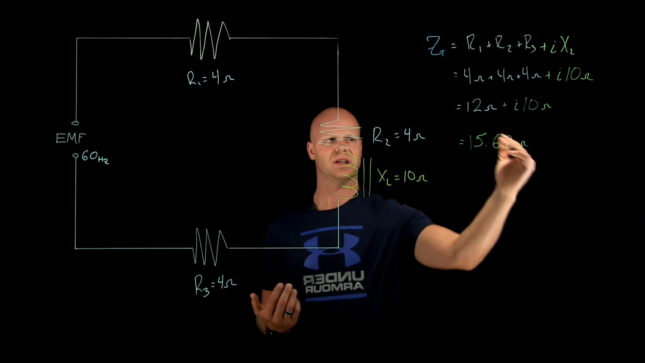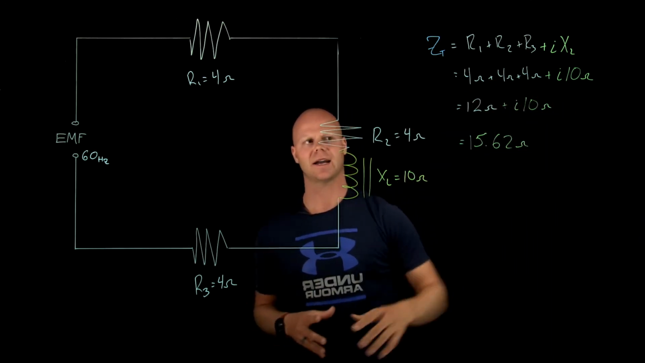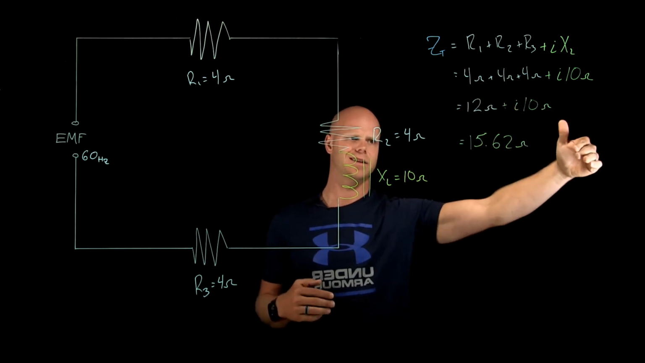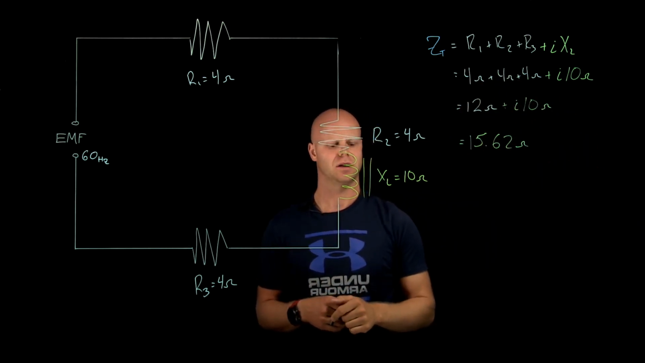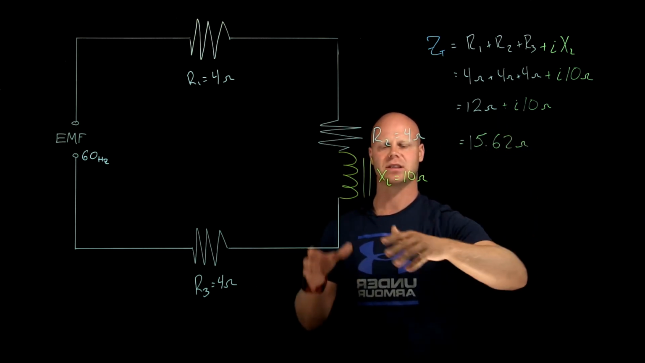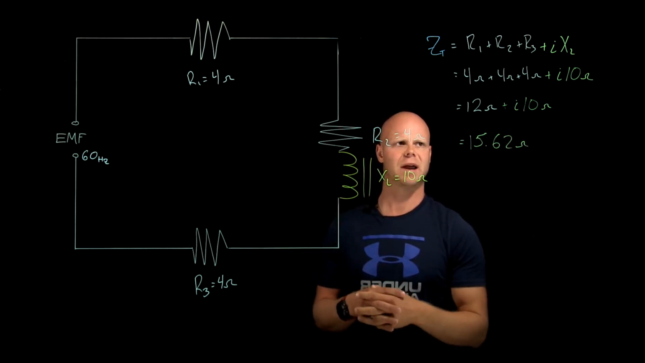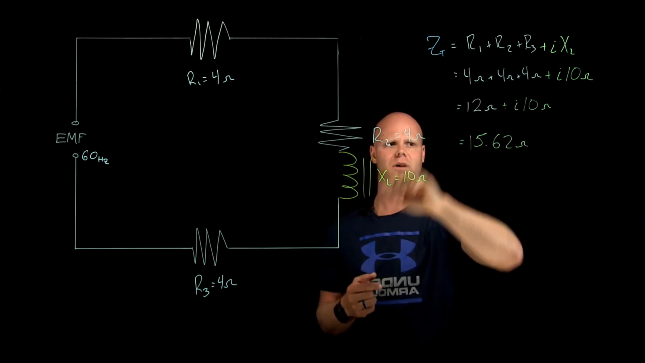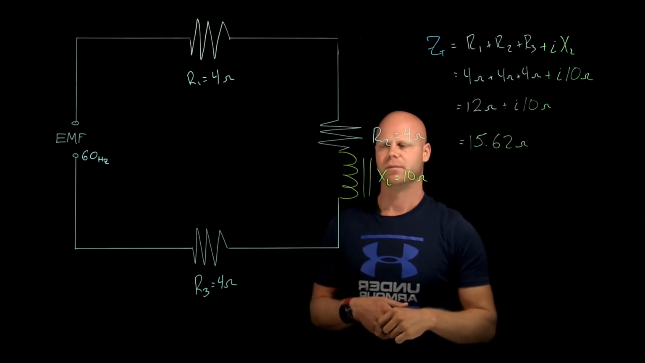So you can see it's not 22, because they were not added directly together. There is a displacement between the resistive and the inductive component in this circuit. So that would be my final answer, if I wanted to know the total impedance as a singular magnitude. If I wanted to know the rectangular form, this is the rectangular form of that value.